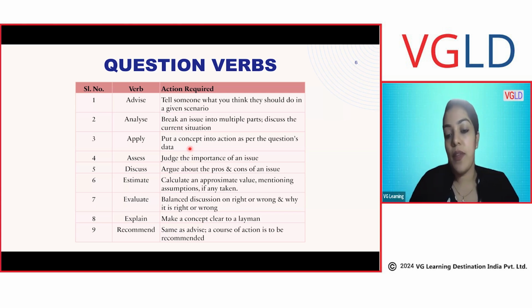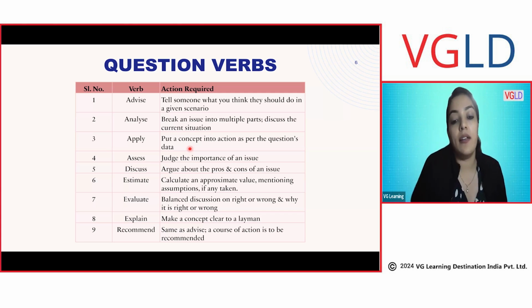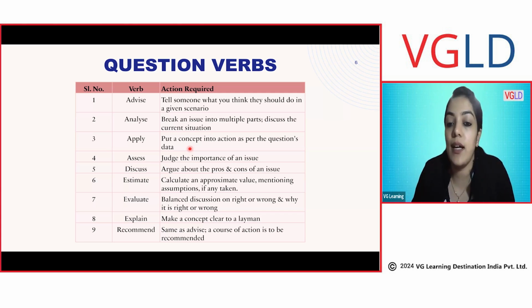Then estimate. Calculate an approximate value, mentioning assumptions if any taken. So if you are doing some sort of calculation, then the verb could be given to you as either calculate or estimate. So you have to do the answer accordingly.